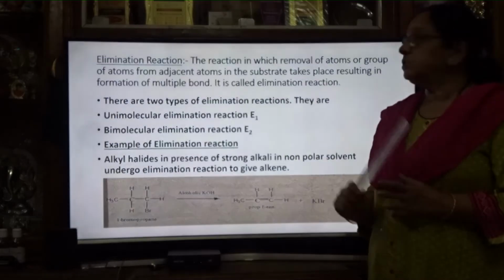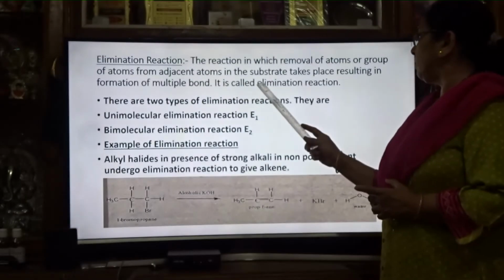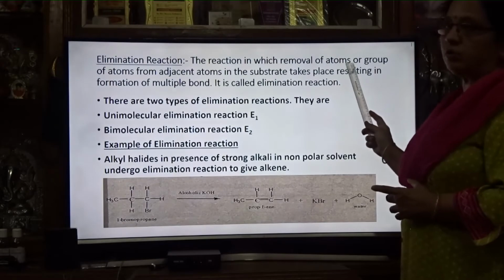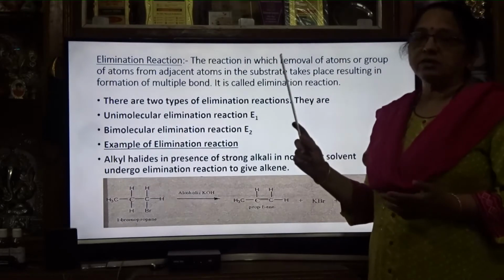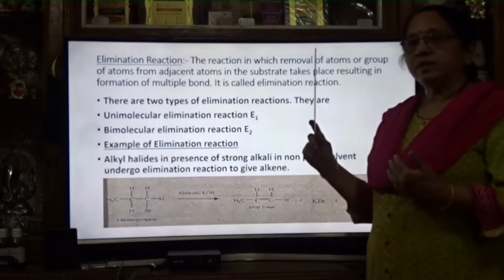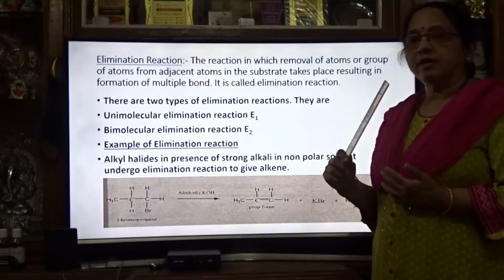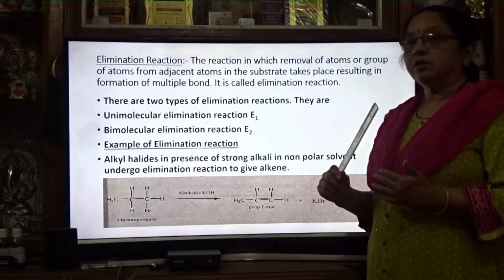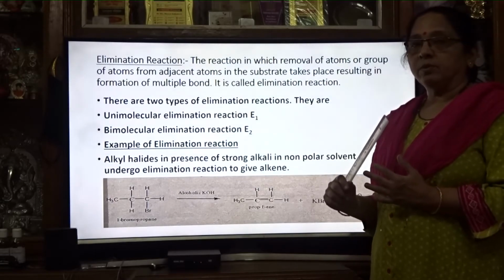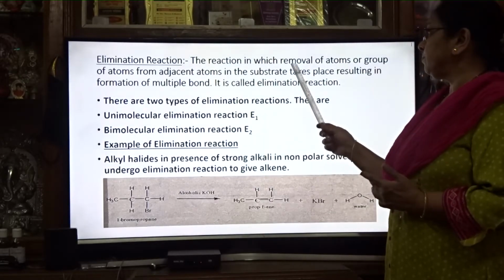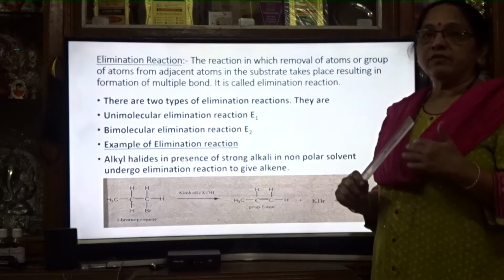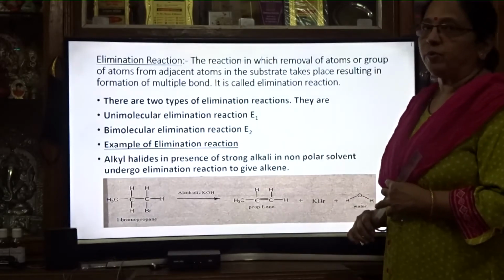So elimination means removal of atom or group of atoms. In elimination, something is eliminated. In substitution, something is replaced. In addition, something is added. Atoms or groups are getting added. In substitution, they are getting replaced. Remember the word replaced. And for elimination, remember the word removal of atoms or group of atoms.